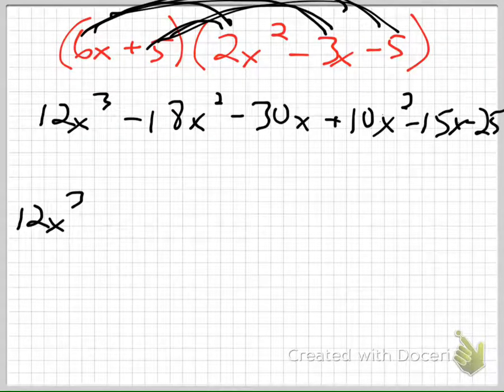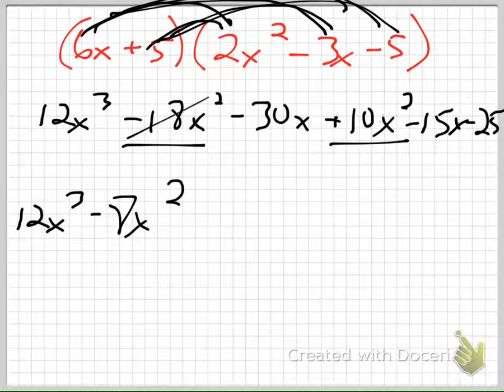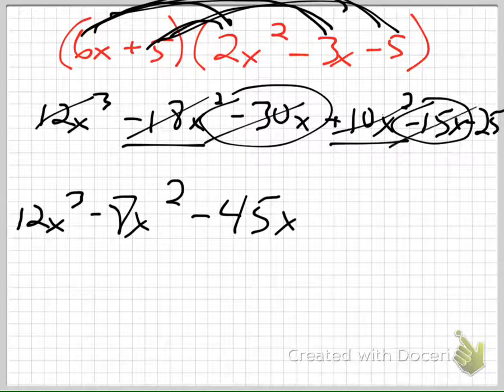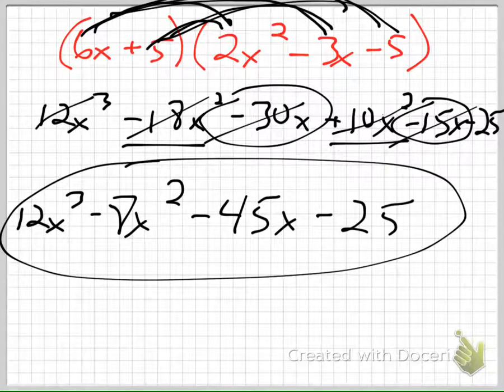12x to the third then. Is there any other x squareds here? Yes, so negative 18x squared plus 10x squared is negative 8x squared. They're gone. There's a negative 30x minus 15x is negative 45x. Gone. And then minus 25. I'm done. Does that make sense? Not super difficult, but it takes time, right? Lots of steps again.